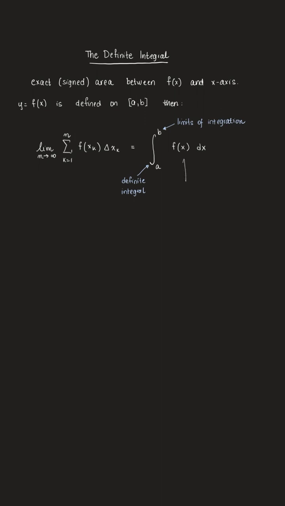F of x represents the height of each rectangle whose area we're finding, and this dx is the differential of x, which really means it's an infinitesimal quantity, and it represents the infinitesimal width of each rectangle that we're summing. This is basically analogous to delta x, except in the limit this becomes arbitrarily thin. So it's an infinitesimal width of each rectangle.